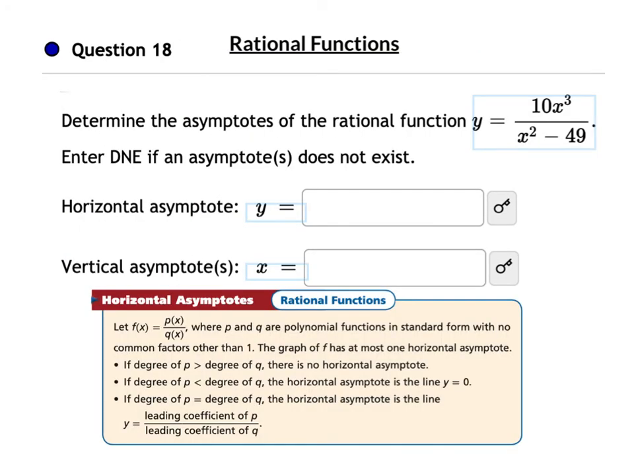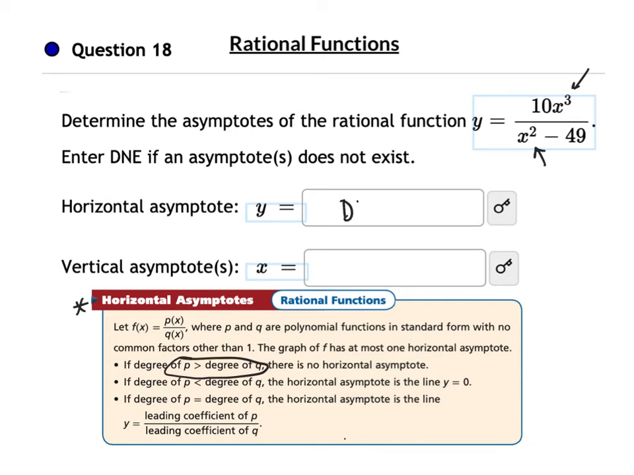Question 18. 10x cubed divided by x squared minus 49. We're asked for the horizontal asymptotes first. We know that these are the rules for horizontal asymptotes. The degree of the top one is 3, the degree of the bottom one is 2. The degree of the top is greater than the degree of the bottom, which is this one. There is no horizontal asymptote.